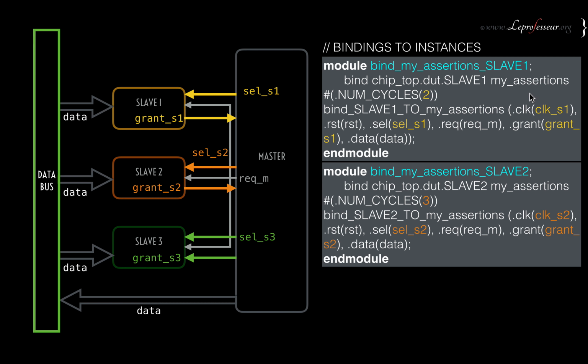So 100 slaves, 80 slaves, 80 bind module instances, which is easy, but you don't have to write the assertion definitions or assert properties 80 times. You write it once and bind it as many times as you want. Isn't it beautiful? It's perfect.